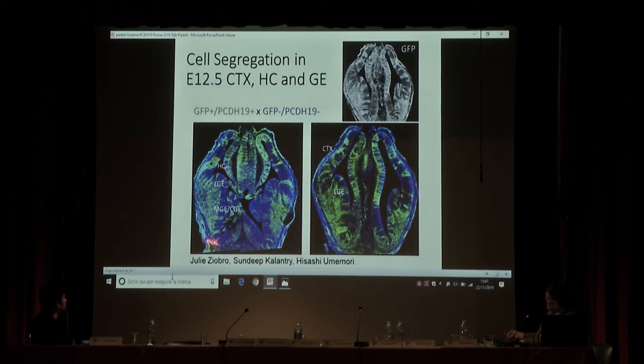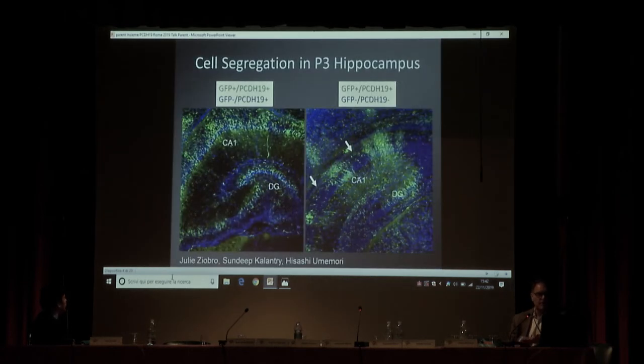So this is a posterior section. We see it in the ganglionic eminence. Here's the lateral ganglionic eminence. This is the medial and caudal ganglionic eminence. And here you can see it more nicely when it's just the GFP. So it's happening early during development. And we also see it in the hippocampus, as Stefka showed, especially in CA1.